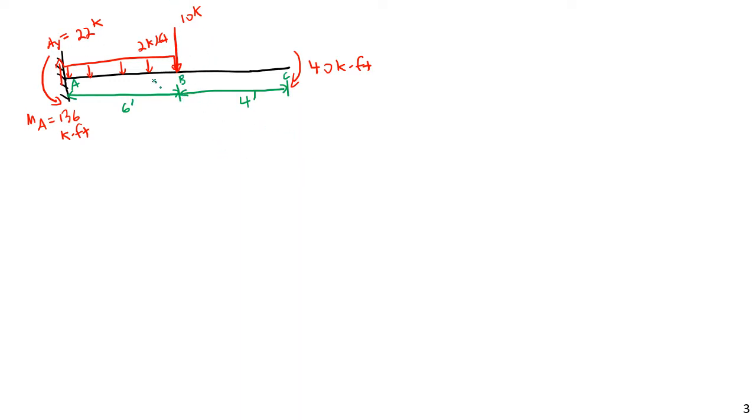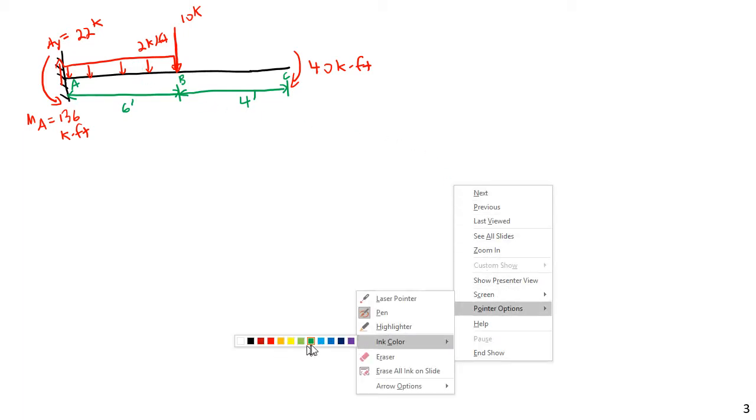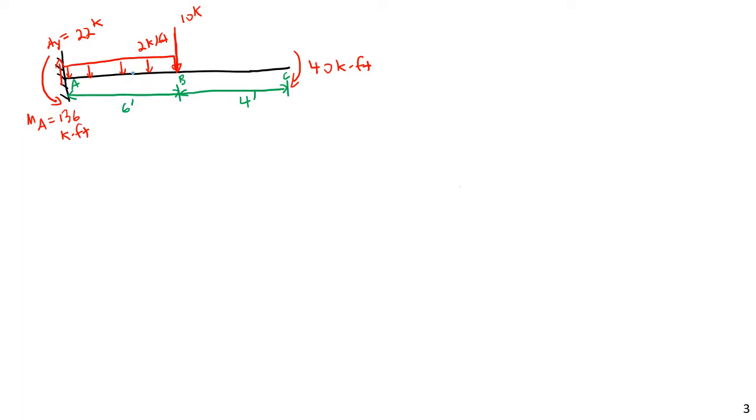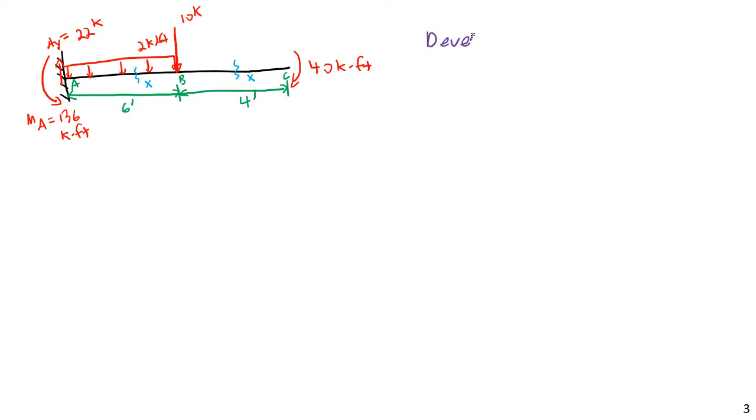So basically what we need to do is divide this into 2 different zones of integration. We're going to have one zone of analysis, a cut somewhere in the first 6 feet, and then another cut in the last 4 feet. So we'll have 2 different x's that we're cutting at here. And so we have all this, and we want to develop the deflection equation.